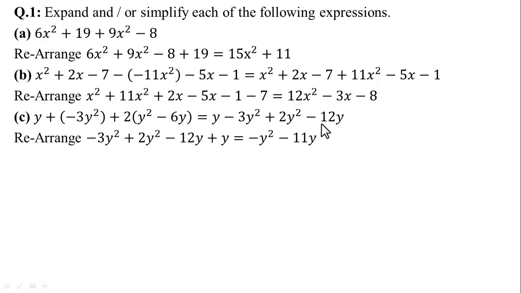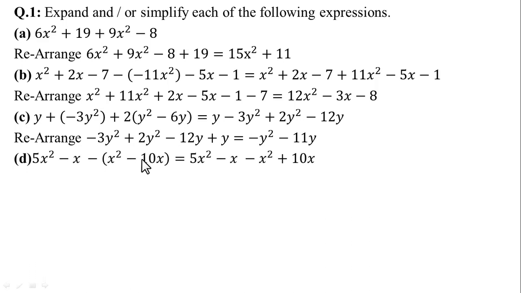Now rearrange the values with respect to variables and highest power. Minus 3y square plus 2y square minus 12y plus y. Minus 3y square plus 2y square, the final answer is minus y square, and minus 12y plus y is minus 11y. So minus y square minus 11y is the answer of part C.